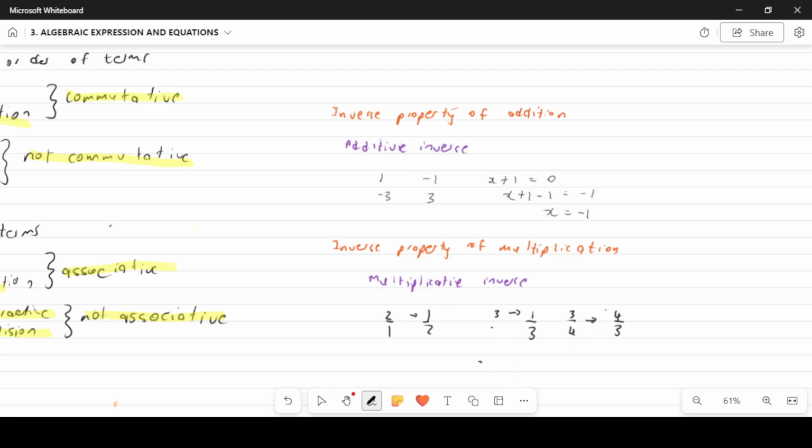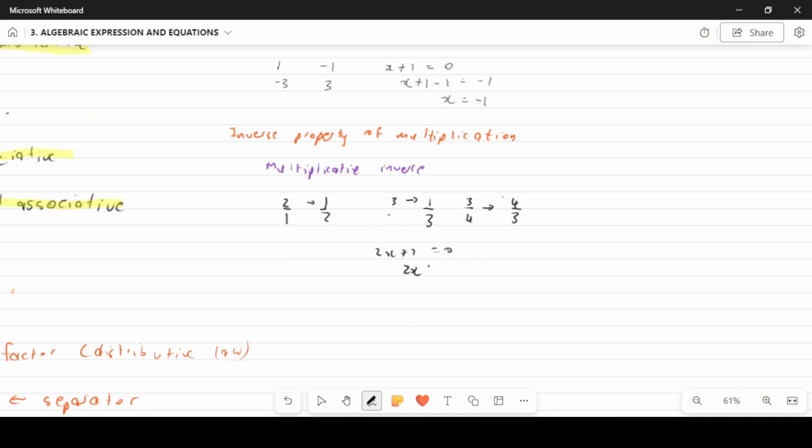So for example, if I had 2x plus 1 is equal to 0, right? Then I'll say 2x plus 1 minus 1 is equal to minus 1. Right? Because we are taking the additive inverse on both sides. So therefore 2x is equal to minus 1. To isolate this variable, you make use of the multiplicative inverse. You'll say 2x, you multiply by half on both sides. Right? And therefore you get x is equal to minus half. And that's how you get the multiplicative inverse. The multiplicative inverse of any number is basically the reciprocal of that number, swapping the numerator and the denominator. Okay?